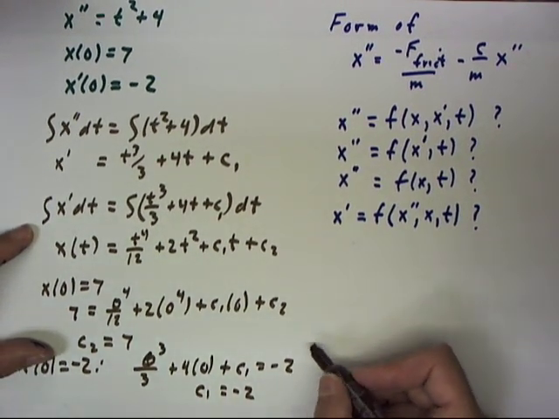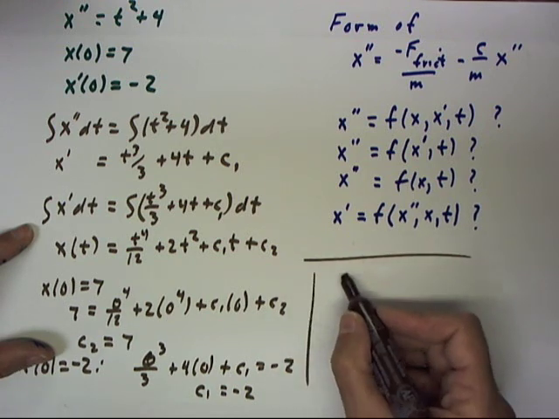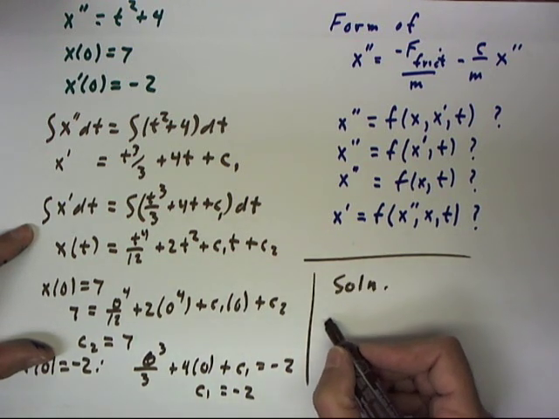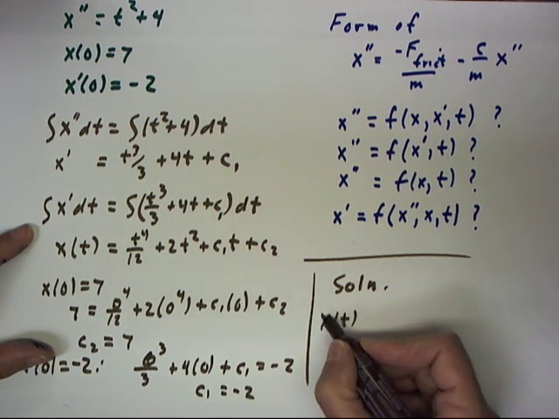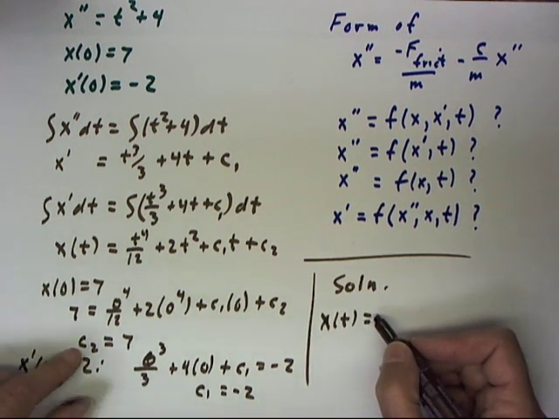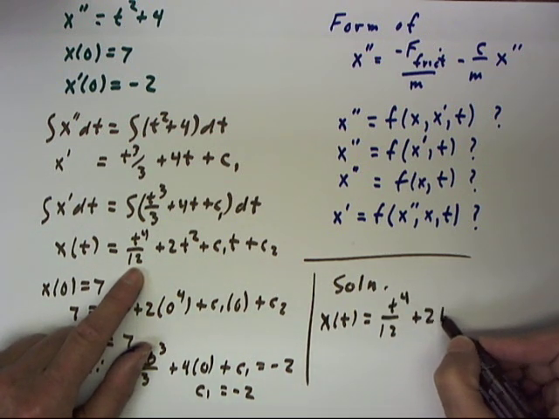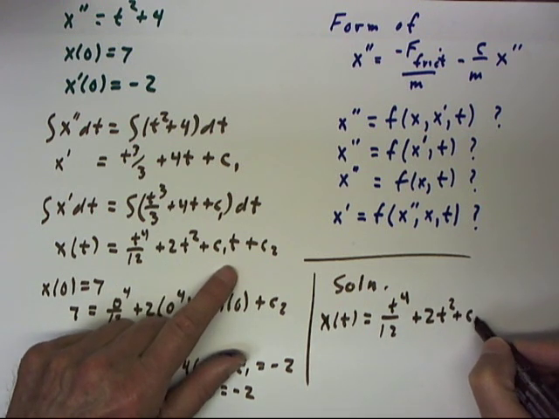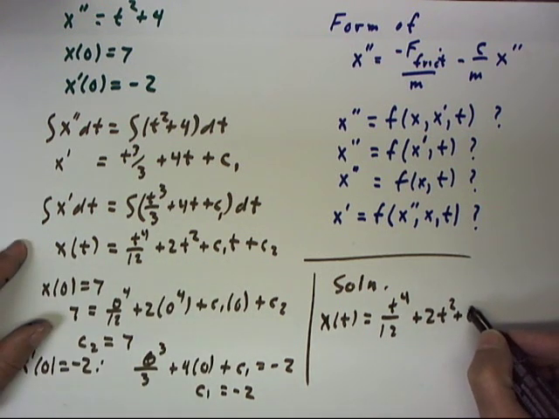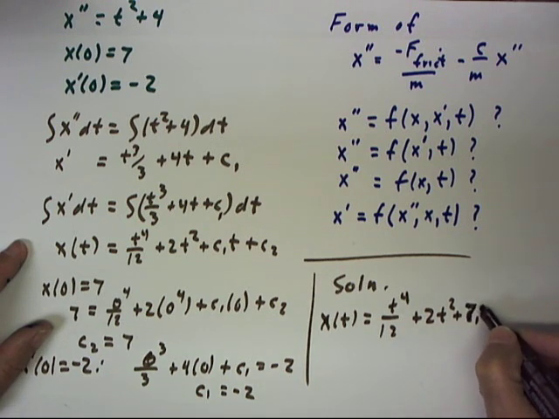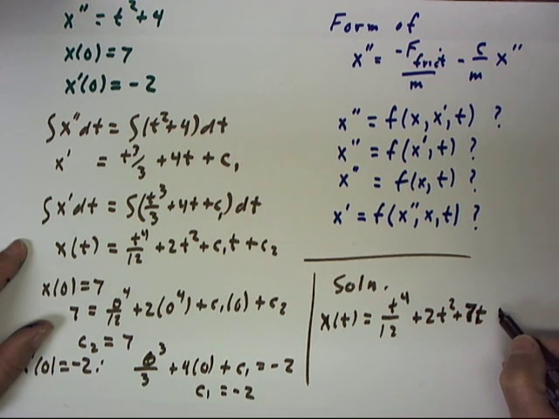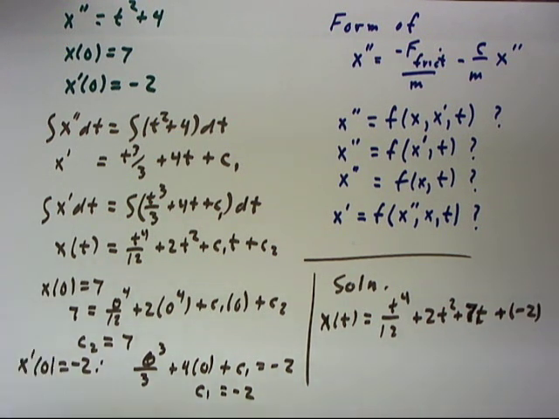And our solution is x of t equals, okay, t to the 4th over 12 plus 2t squared plus c1, well, not c1 because c1 is 7, so we'll call that 7t, and then plus c2, which is negative 2. So t to the 4th over 12 plus 2t squared plus 7t minus 2.